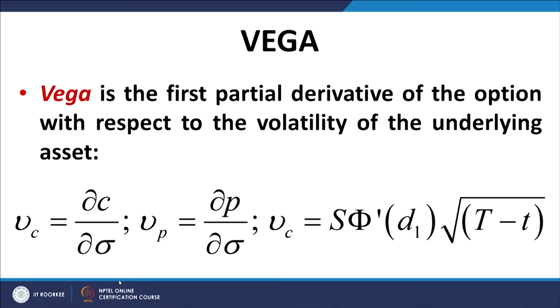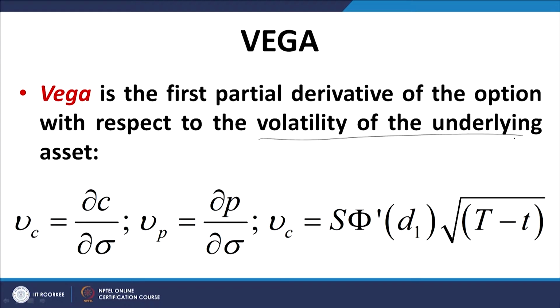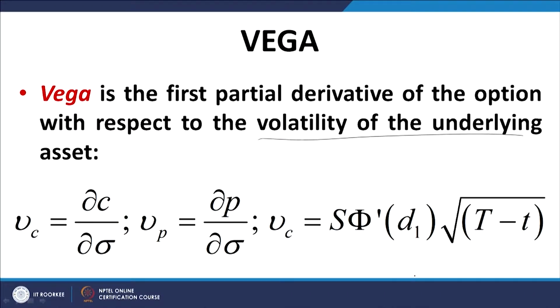Then we come to Vega. Vega is the sensitivity of the price of the option, the derivative portfolio, with respect to the volatility of the underlying asset. Therefore, it is the first derivative of, for example, the price of the call option with respect to sigma, and for the Black-Scholes model it works out to this expression: S phi dash d1 into the square root.